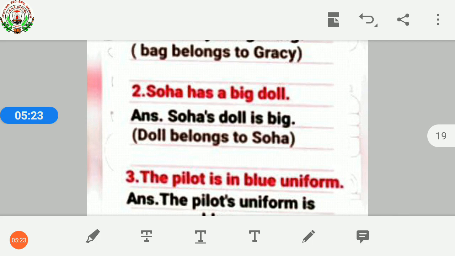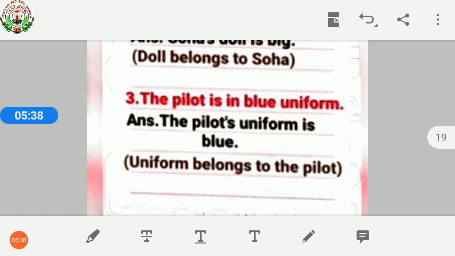Second example, Soha has a big doll. So we will say Soha's doll is big. Again, apostrophe S has been added after Soha to indicate that the doll belongs to Soha. In the third example, the pilot is in blue uniform. So we will say after putting apostrophe S, the pilot's uniform is blue. So apostrophe S has been added after pilot to indicate that the uniform belongs to the pilot.